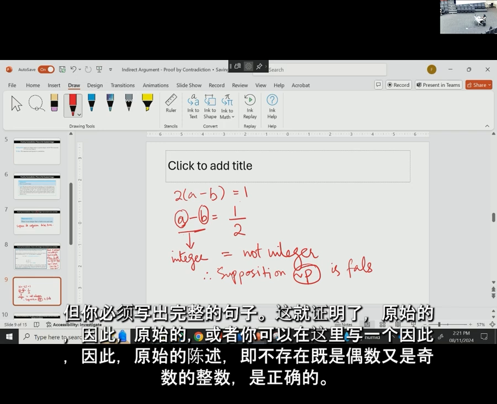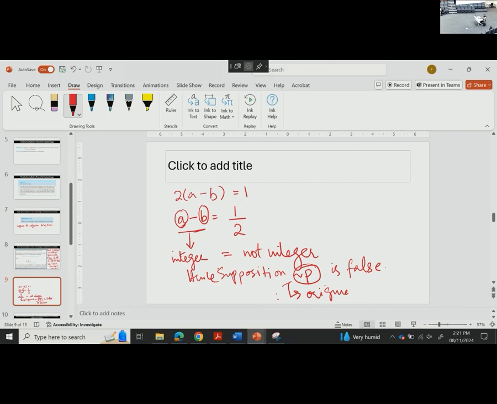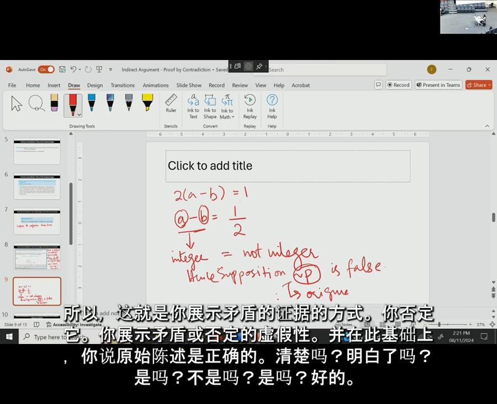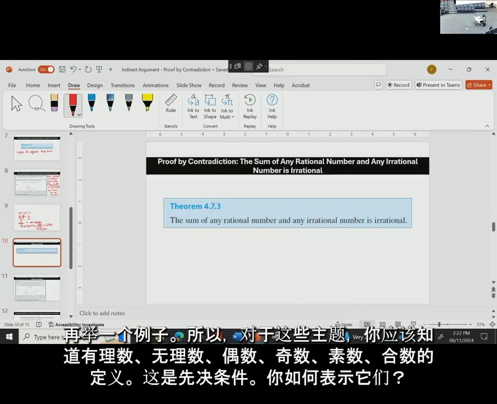And this establishes that, therefore, or you can write hence over here, therefore the original statement that there is no integer that is both even and odd is true. Okay, so this is how you show the proof by contradiction. You negate it, you show the contradiction or the falsity of the negation, and based on that you say that the original statement is true. Okay, is it clear? Understand? Yes? No? Yes? Okay. One more example.